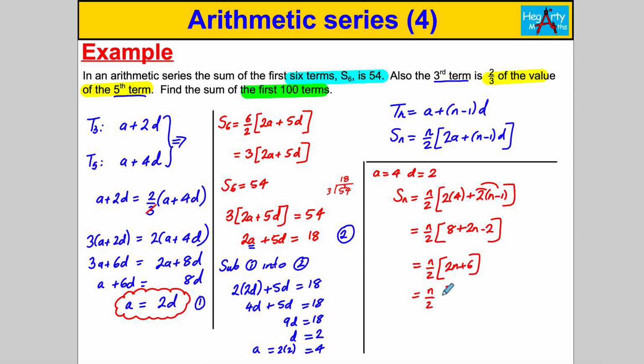And I can tidy that up even a bit more by factoring out the 2, which cancels with that divide by 2. And I get that the sum of the first n terms is n multiplied by n add 3. Now, I wasn't asked for the sum of the first n terms. I was asked for the sum of the first 100 terms. So substituting in 100 here, I get 100 multiplied by 103, which gives me 10,300. And we have done this question.